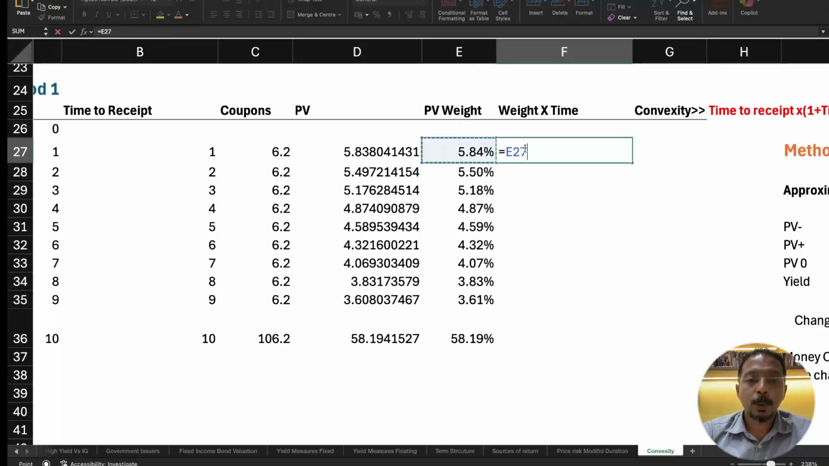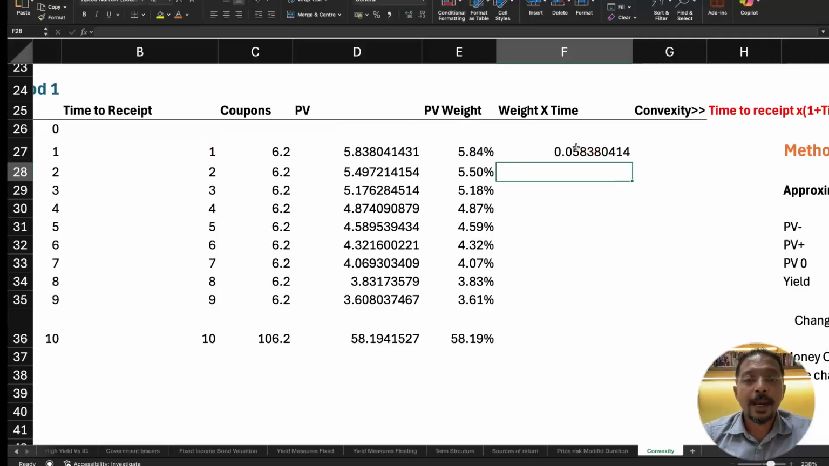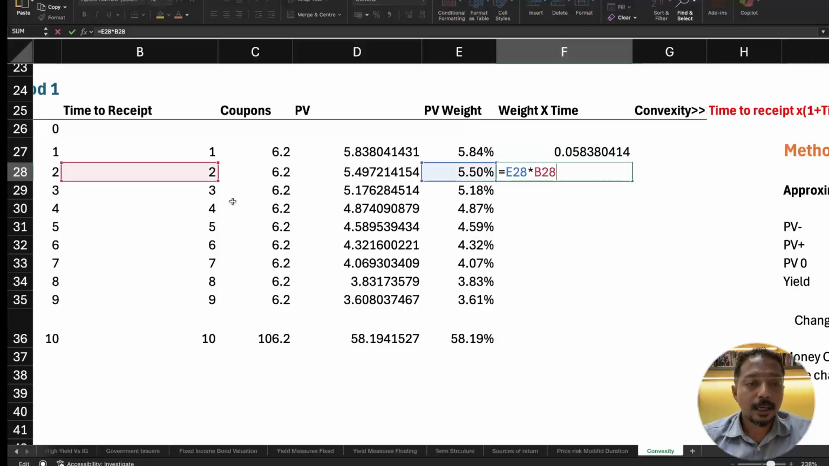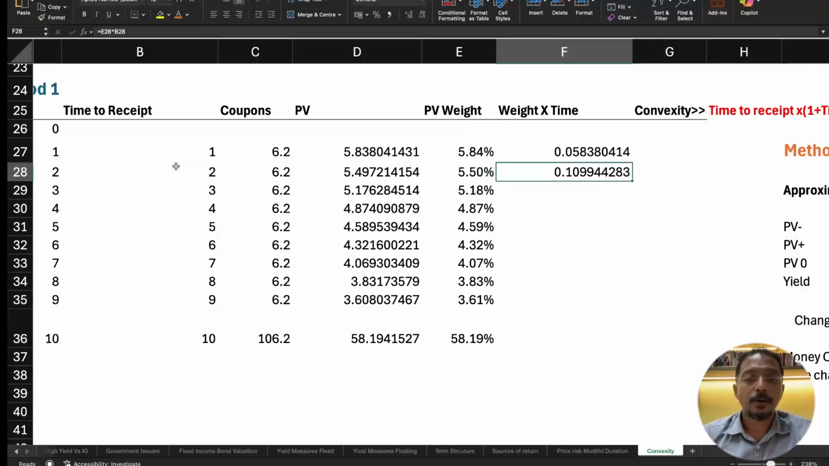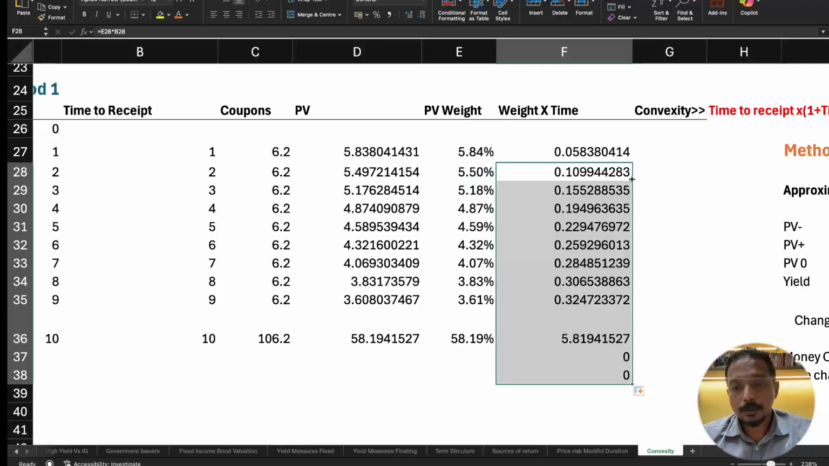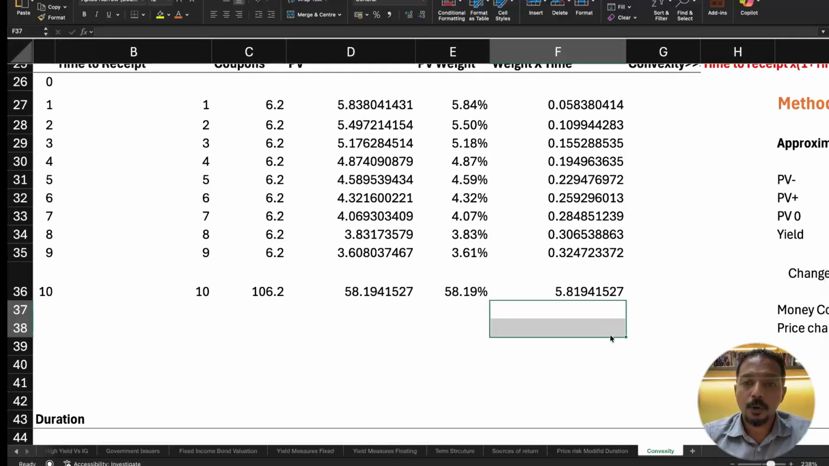Now, if I multiply this present value weight into the time that it takes to collect this cash flow. So for example, in this case, the 5.83 coupon that we're going to get is the present value, right? And that is the weightage of this coupon, which is 5.84%. But if I quantify this weight in terms of the time that it takes to collect, which is 1 year, then its weighted time is 0.05. And similarly, if you look at the second coupon, its weightage is 5.5, but from a time angle, its actual weightage is about 0.10 or 10%, and so on. So I'm just going to double click so that we get the calculation for all the various coupons.